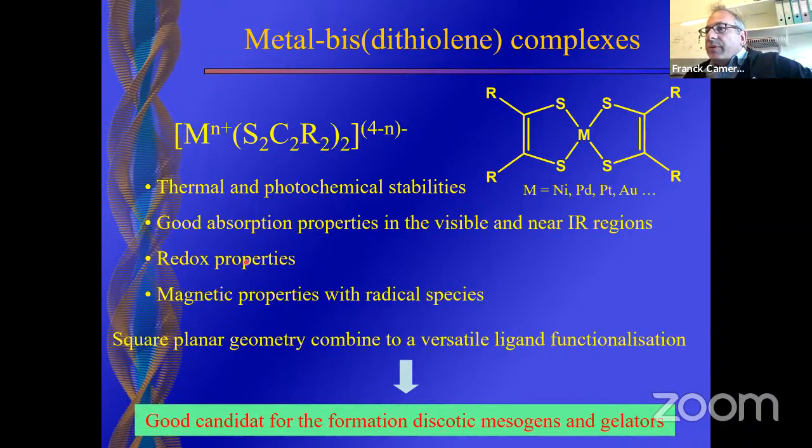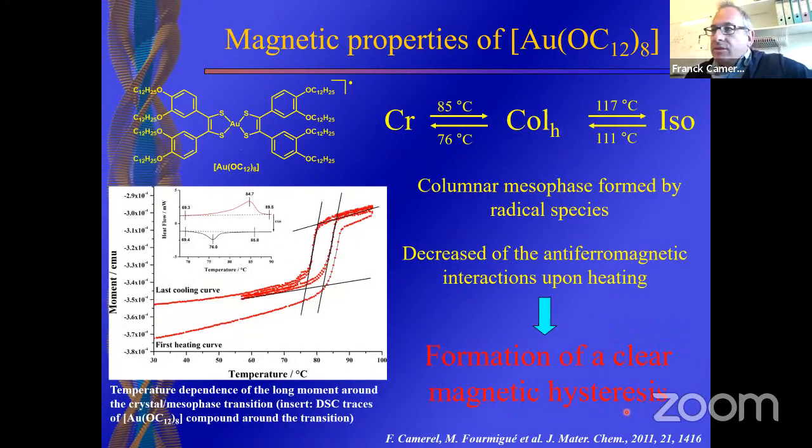They show redox properties, and depending on the metal you use, you can have some radical species, so you can have some magnetism. In addition, as you can see here, these complexes have a square planar geometry, and they can easily be functionalized on the dithiolene parts, so you can develop discotic molecules for liquid crystalline materials or gelators. This is one example we have studied.